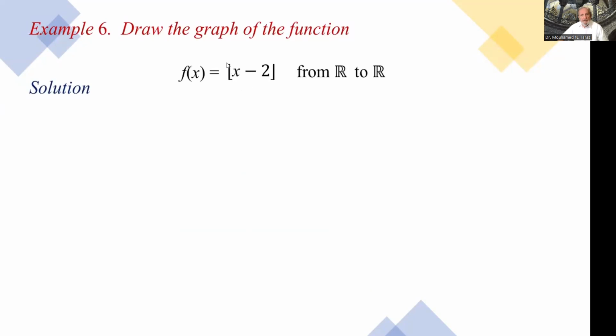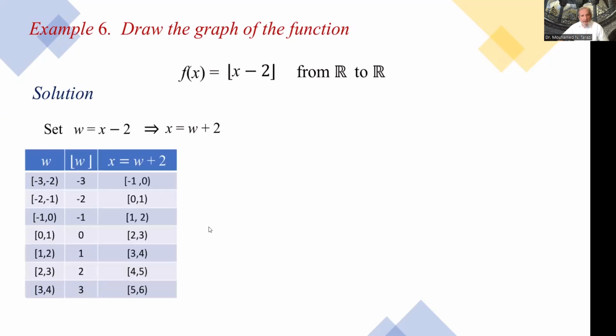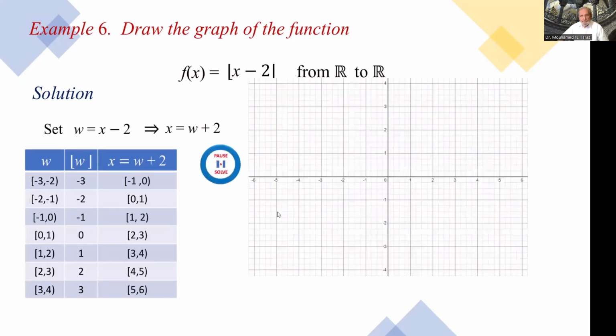Now let's see what happens with the floor function of x minus 2. We call this w again, so x is w plus 2. You do the table. So we're adding 2 now to each one of these, and we get this. Now we're going to draw that.